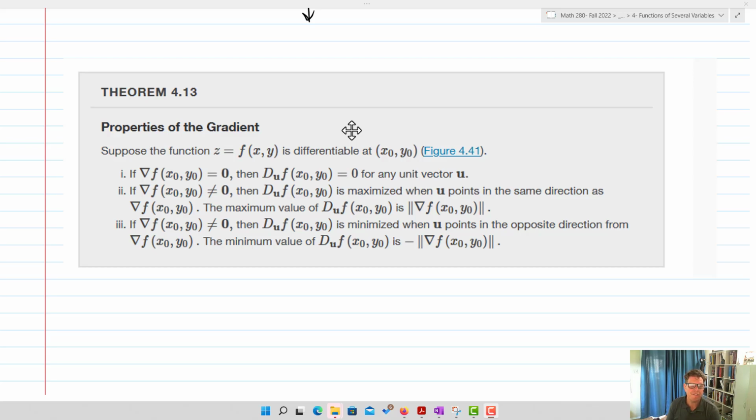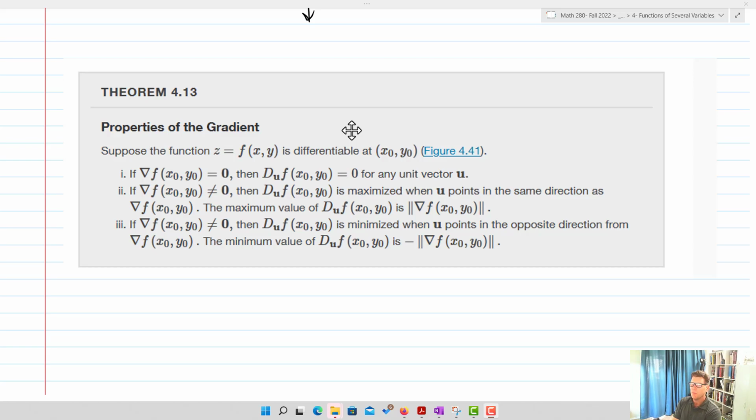So if del f of x, y equals 0, then the directional derivative equals 0 for any vector u. Basically, what that means is that if the sum of the directions in x and y are equal to 0, then you're not going anywhere. It's a 0.